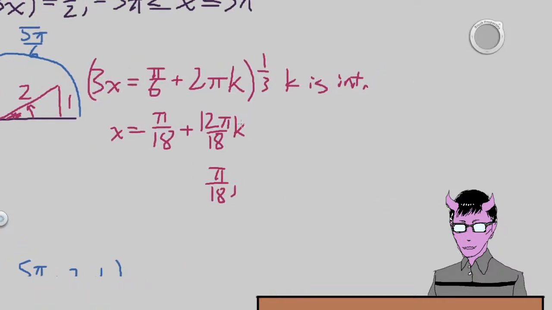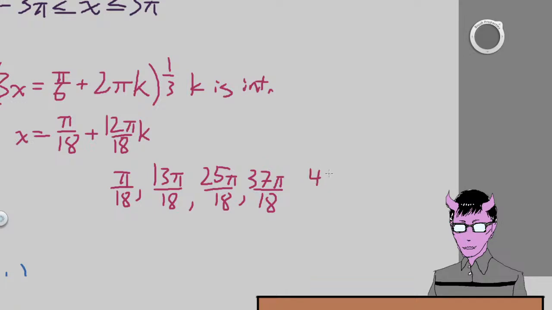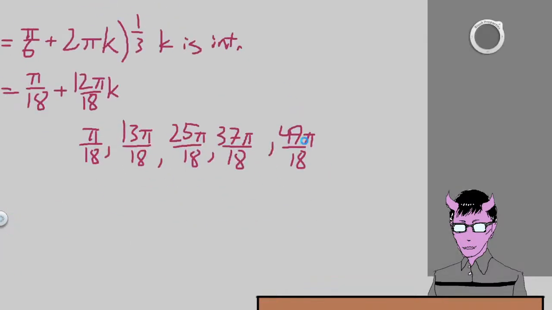To get to the next possible candidate, we're going to add 12. So 13 pi over 18. Add another 12. 25 pi over 18. Add another 12. Already 7 pi over 18. If we add one more 12, that will take us past 48. It's going to take us to 49 pi over 18. And that one is past restriction. 49 is greater than 18 times 3. So as predicted, for positive answers, we're going to have 4.